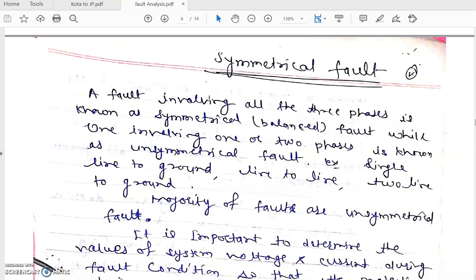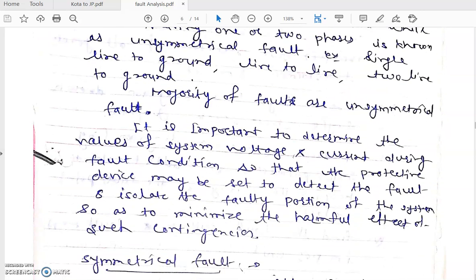As we have discussed, a fault involving all three phases is known as a symmetrical fault, while one involving one or two phases is known as an unsymmetrical fault. For example, single line to ground fault, line to line fault, and two line to ground fault are unsymmetrical faults, while where all three phases are involved, it is a symmetrical fault. The majority of faults are unsymmetrical, maximum 90%. There is a rare chance that a fault will occur in all three phases simultaneously.